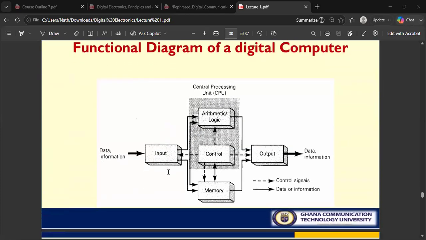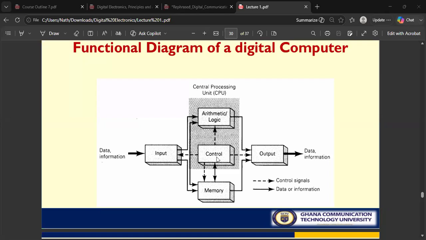So this is the basic diagram of a digital computer. You have the data or the information source. Like I said, the information can be in terms of a textual message, or it can be in terms of analog information. Then you come to the input. Examples of your input can be your keyboard, your scanners, and everything. They help you to insert the instructions into the computer.